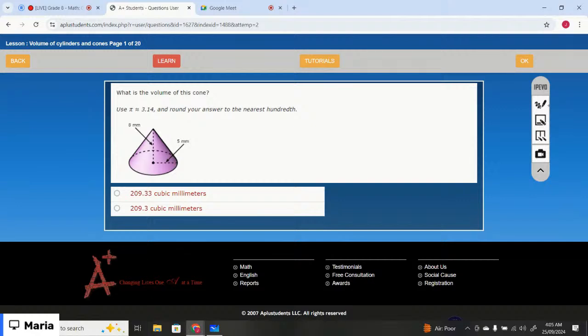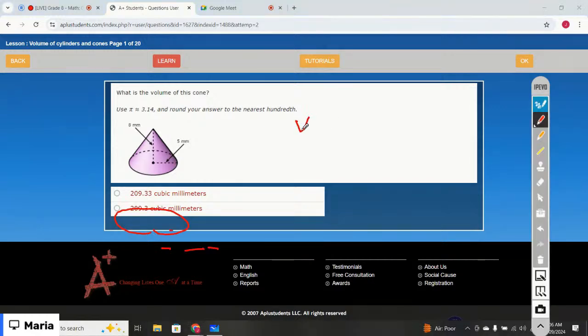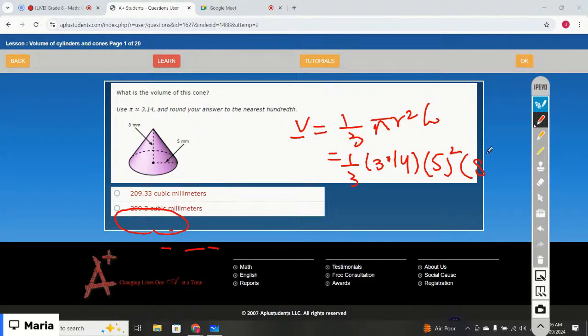The volume of the cone is V equals 1 by 3 pi r square h. So just replace the variables with the values, that is 1 over 3, pi is 3.14, r is 5 square and h is 8. Let me just do the calculations, right? That is 25 times 8 times 3.14, 628 divided by 3, that is 209.33 cubic millimeter. Option number 1 is the correct option.